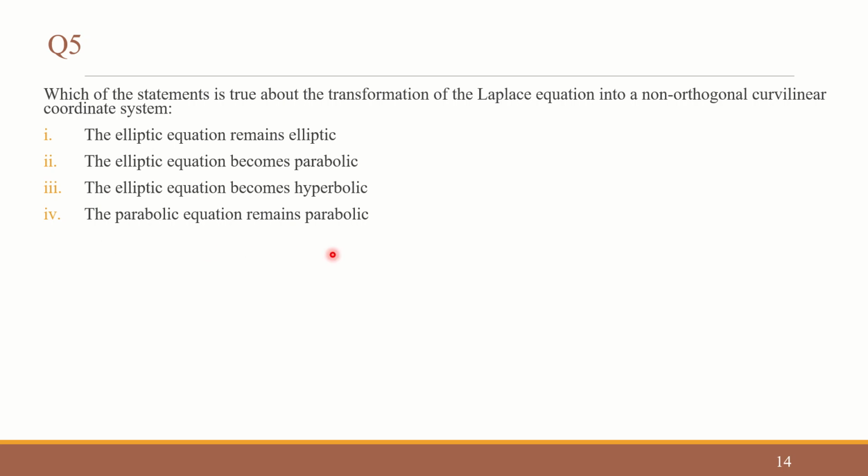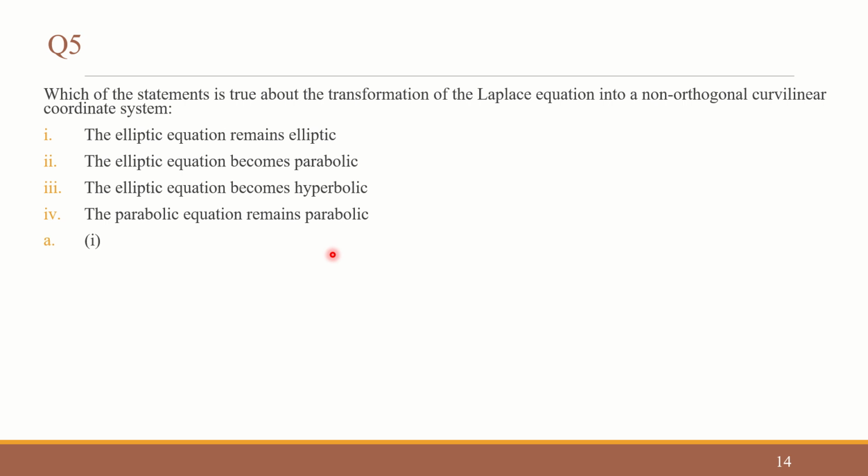So first thing is, when we are talking about the Laplace equation, it is an elliptic equation. And the second thing is, when we are doing the transformation, there is no change in the nature of the equation. So if it is an elliptic equation, it remains elliptic. If it is a parabolic equation, it remains parabolic. The system of equations under our concern when we are talking about the Laplace equation is elliptic. So the elliptic equation remains elliptic is the right answer. So the first one is the right answer.